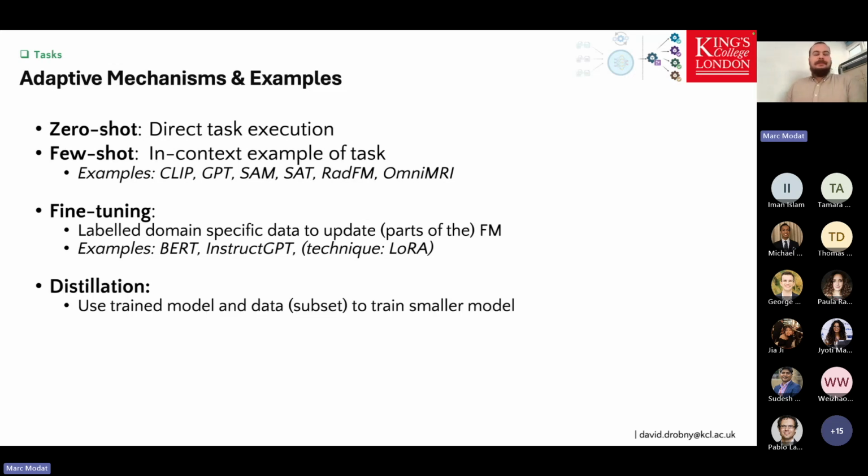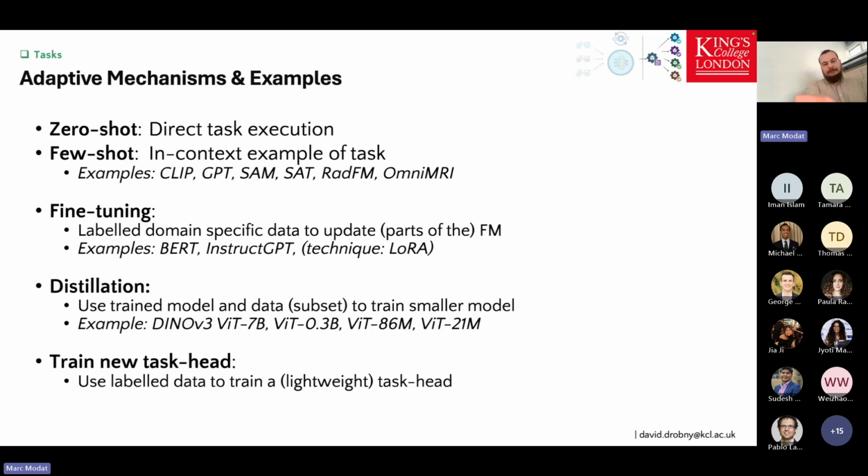Distillation is another adaptive mechanism, where oftentimes we want to condense the model into a smaller parameter size to make it more usable, or to extract specific kinds of task knowledge. An example is DINOv3, which has been provided in loads of different parameter sizes.